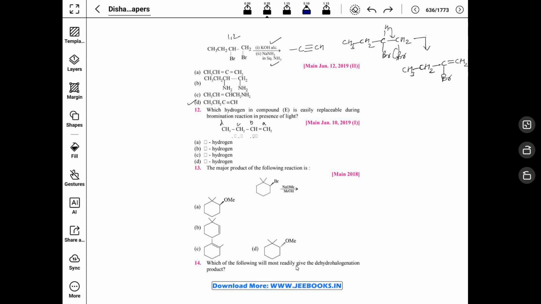For abstracting this proton, you need a very strong base, and sodamide is a very strong base. So it will abstract this proton, and removal of the HBr will give you this triple bond.